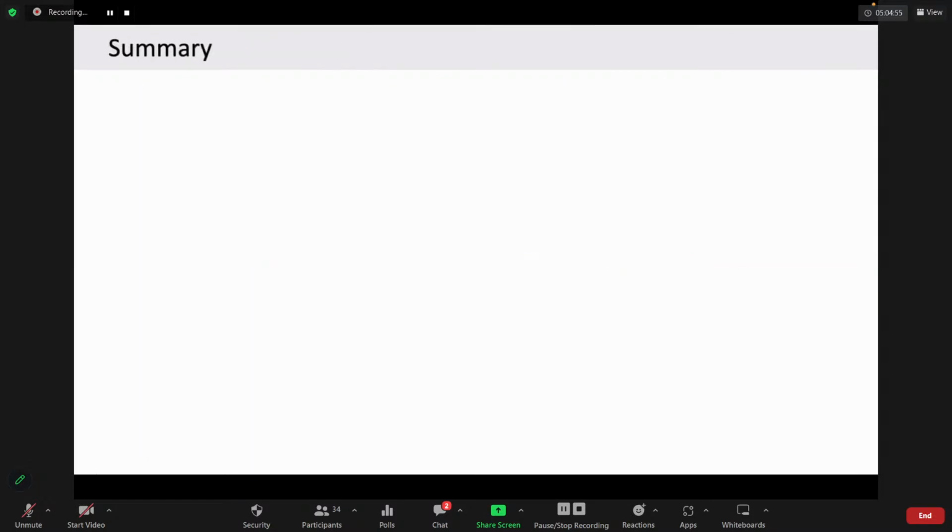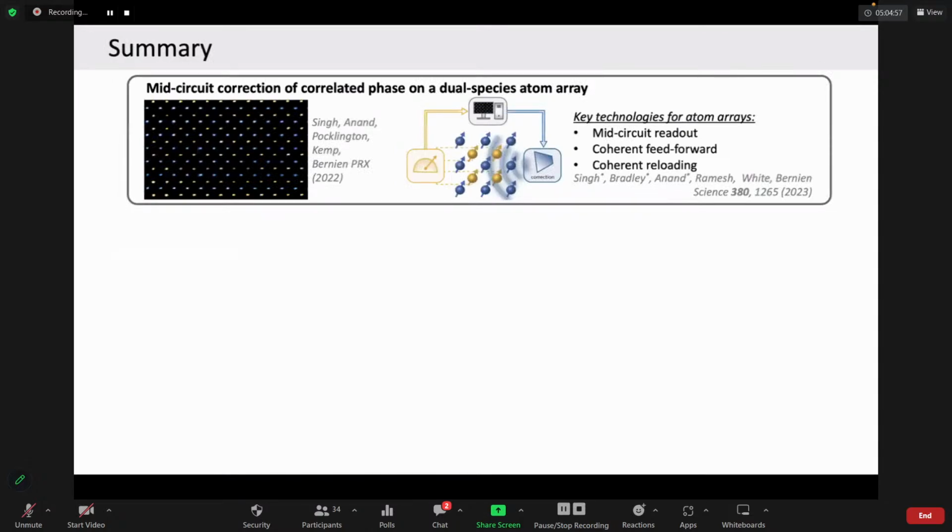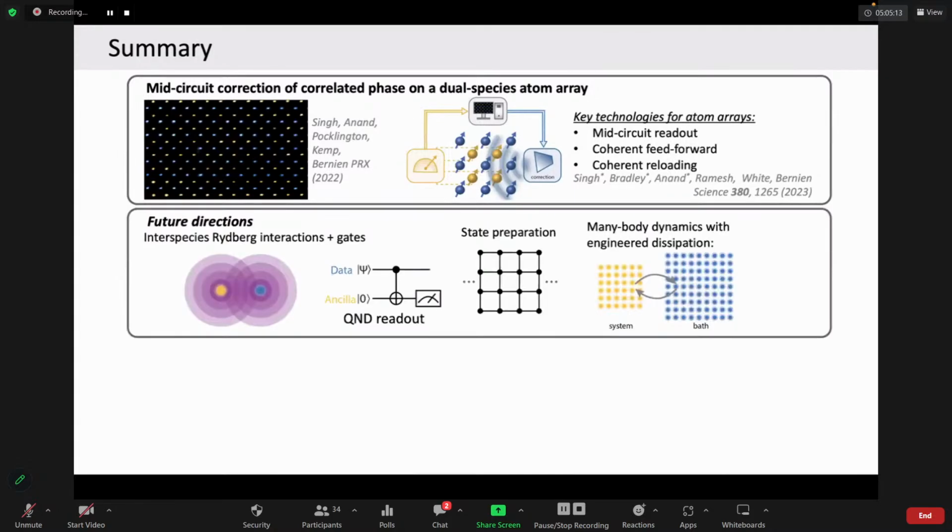I've shown you first why it might be interesting to go beyond a single species atom array, and I've shown you our dual species atom array in the first small demonstration where we use this independent mid-circuit readout to correct for correlated phase errors. And then I've shown you our preliminary data on dual species interaction.